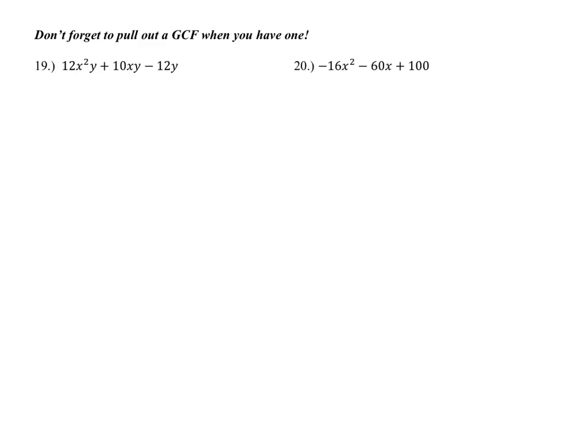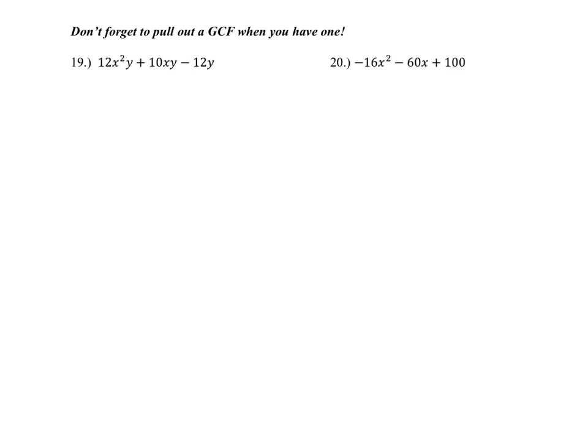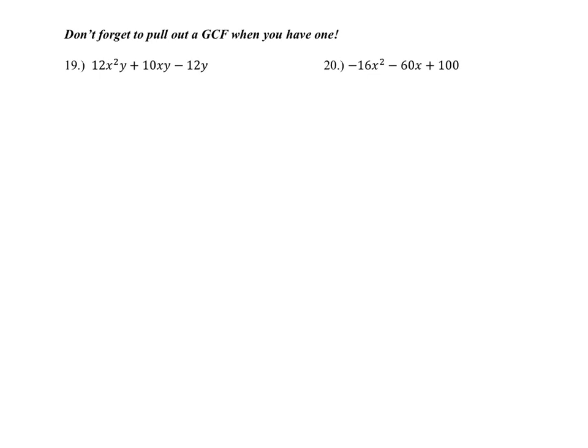So let's look at number 19 to start with. Let's start first by asking myself, does this have a GCF? And if it does, what is it? So what does it have? What do they all have in common? So if you take a look, we've got 12, 10, and 12. Well, the thing that they all have in common is the factor of 2. The other thing that they all have in common is they all have a y.